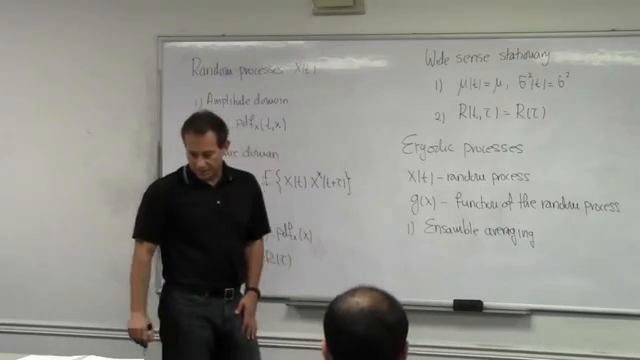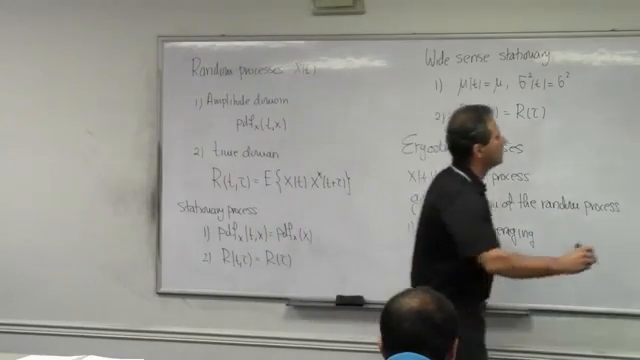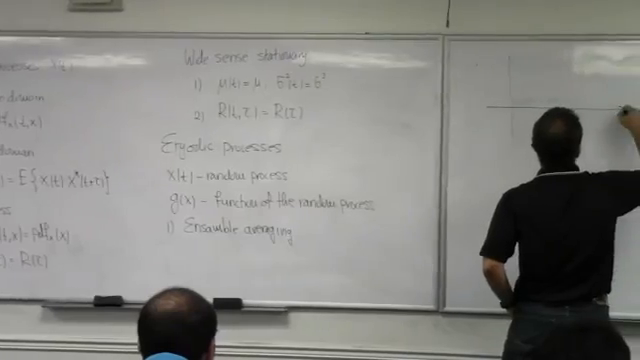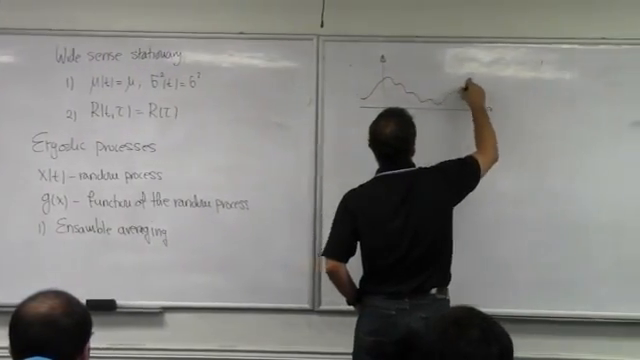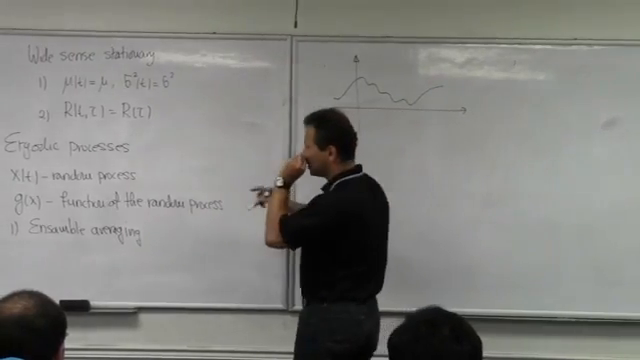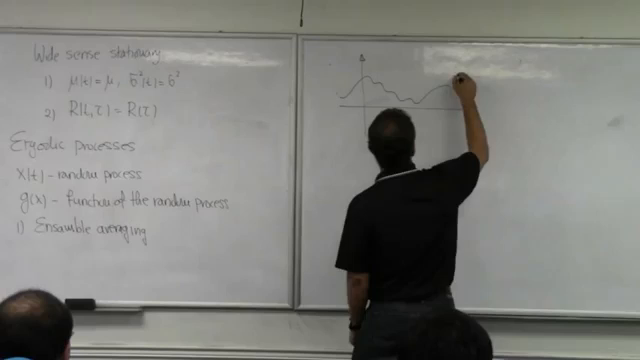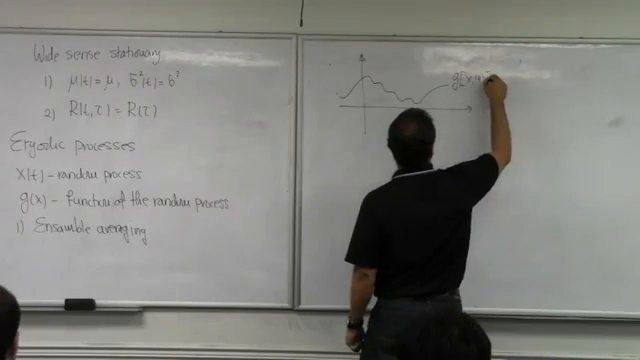What is ensemble averaging? I'm going to be looking at all possible realizations of the process. Let's say this here is the first realization of the process, but I'm not only looking at the process itself, I'm looking at a function of that process. So let's say g(x1(t)), right?